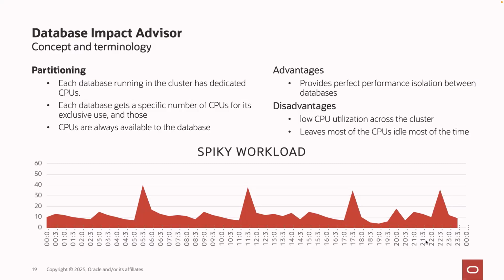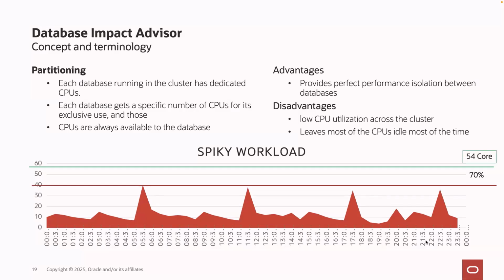But the disadvantage is that we have low CPU utilization across each individual cluster. So that leaves lots of CPU resources available, and they can't be consumed by other databases because we have partitioned. We have set this as a limit. It is purely for this database. And of course, we set that as a 70% spike as well.